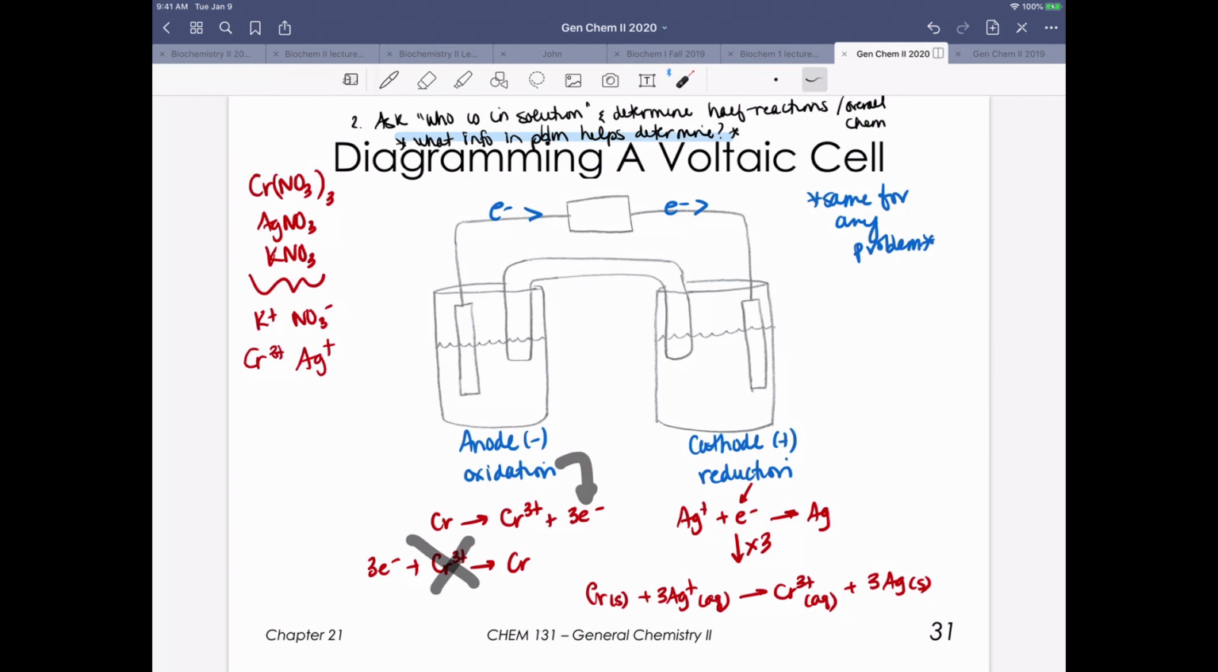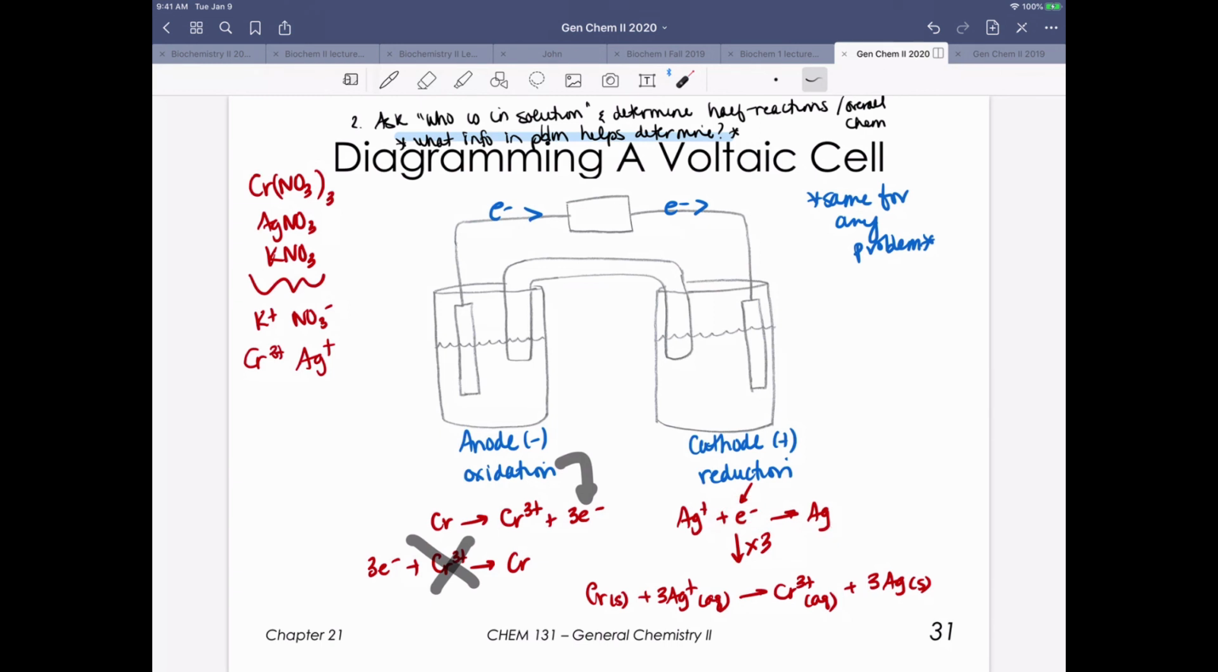So that must mean that silver stuff is going on in the cathode compartment. All right, we know we've got a solid silver electrode, and since we know it's reduction, we know that the electrons have to be on the left side as a reactant. So that must mean silver ions from our silver nitrate solution are going to gain electrons and become silver solid.